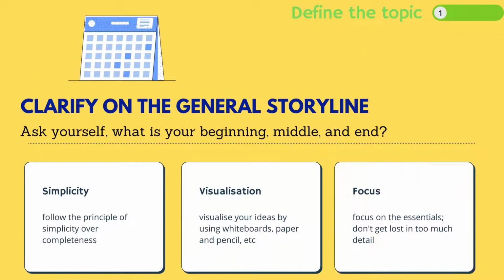To write down your storyline, the following tips may be useful. Follow the principle of simplicity over completeness. Visualize your ideas by using whiteboards, paper and pencil. Focus on the essentials, don't get lost in too much detail.